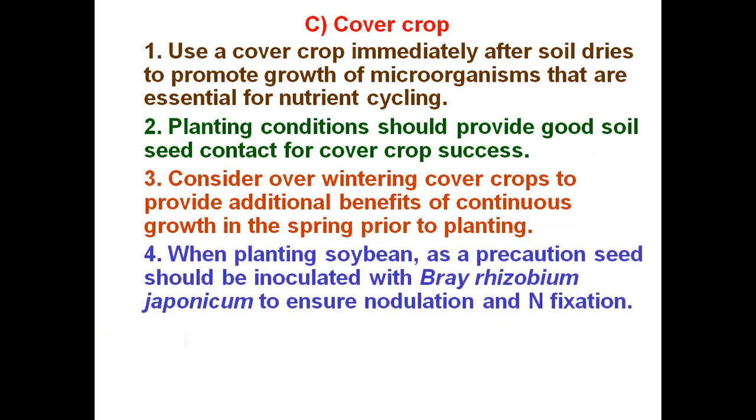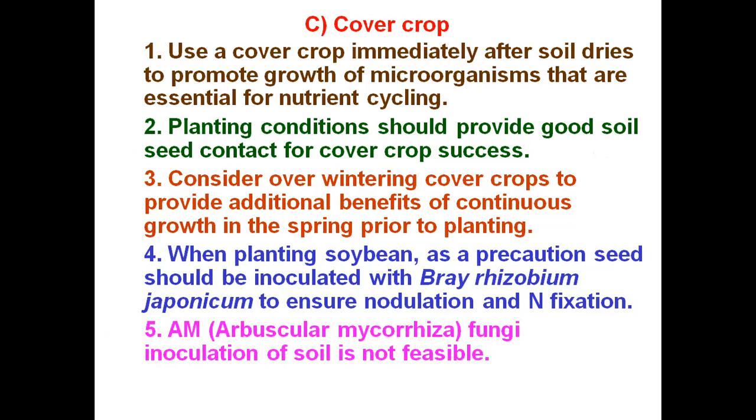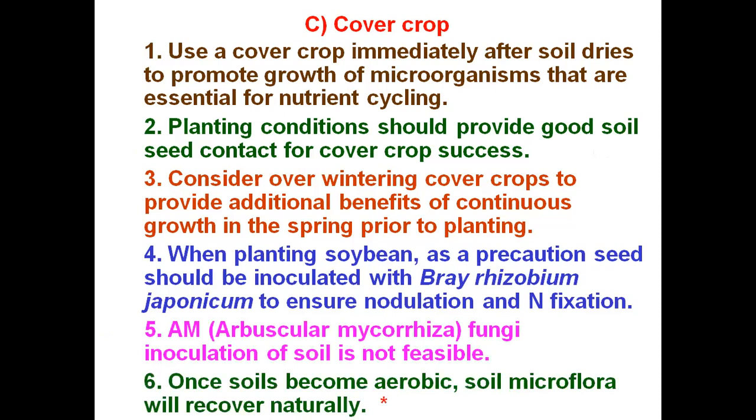When planting soybean, as a precaution, seed should be inoculated with Bradyrhizobium japonicum to ensure nodulation and nitrogen fixation. As and when we are going for planting soybean crop in such fields, we have to give the seed treatment to the soybean crop with Bradyrhizobium japonicum to ensure nodulation as well as nitrogen fixation in that soil. Arbuscular mycorrhiza fungi inoculation of the soil is not feasible. Once soil becomes aerobic, soil microflora will recover naturally.